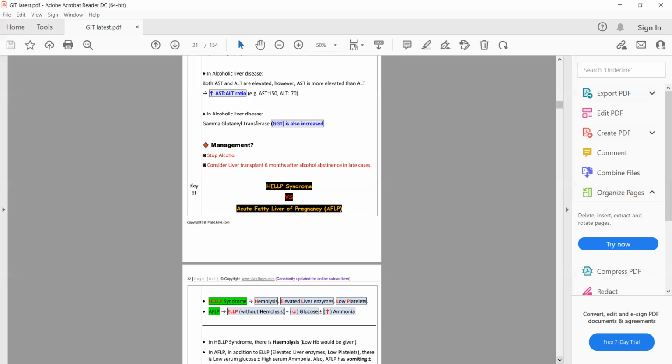So if a female presents to you with abnormal LFTs in pregnancy, you need to rule out two conditions. One is HELLP syndrome and the other is acute fatty liver of pregnancy. If there is hemolysis and low platelets along with abnormal LFTs, then it is HELLP syndrome. And if there is hypoglycemia or hyperammonemia along with vomiting and nausea, then it is acute fatty liver of pregnancy.